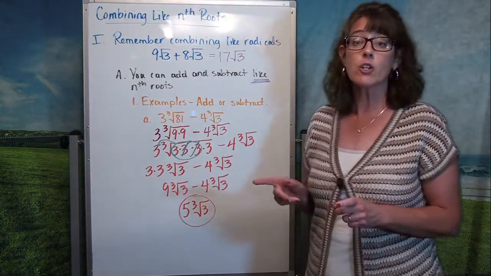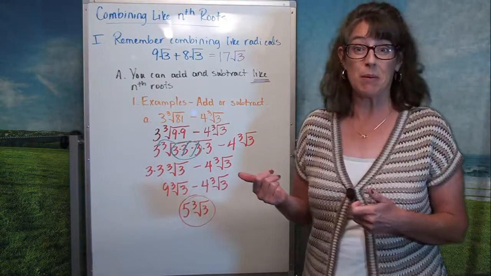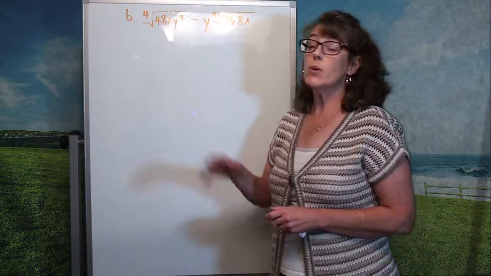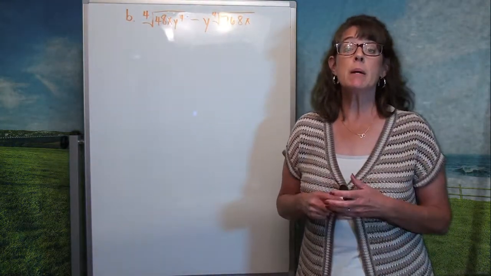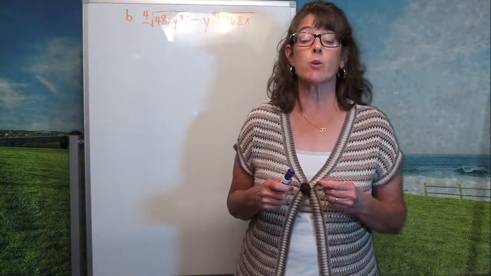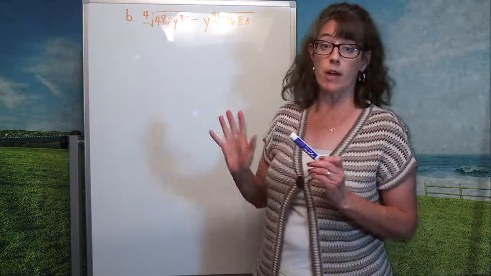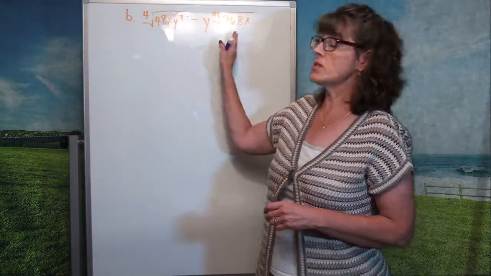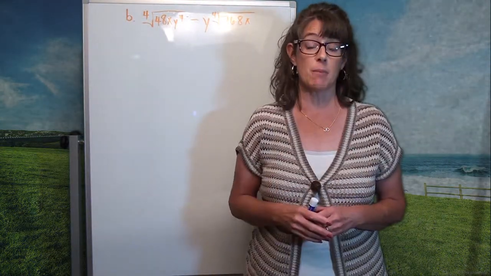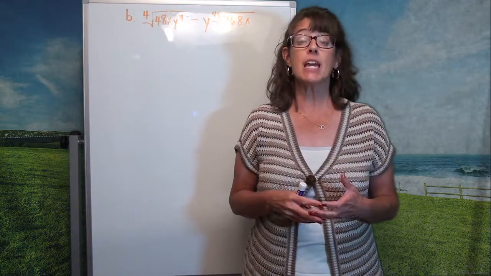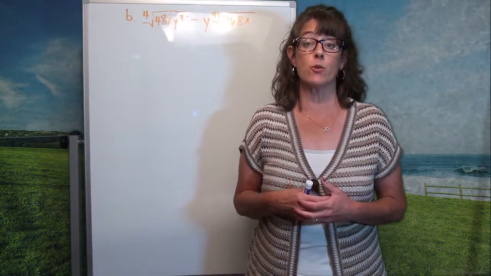So now let's take a look at the other example. Let me put it back up there. Okay, so here's that second example. And remember, in order for them to be like radicals, we have to have the same indices. Fourth root, they are the same index. But notice that what's underneath those radicals is not the same at all. So I need to do some simplification in order to make them like radicals.